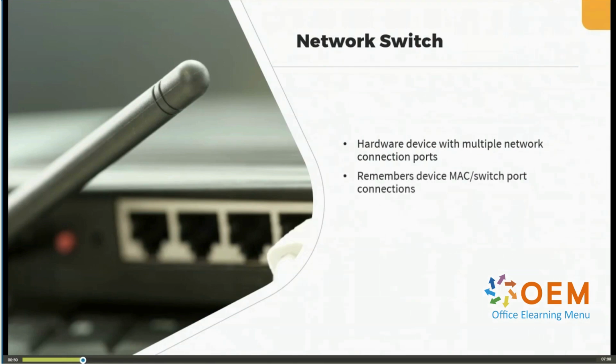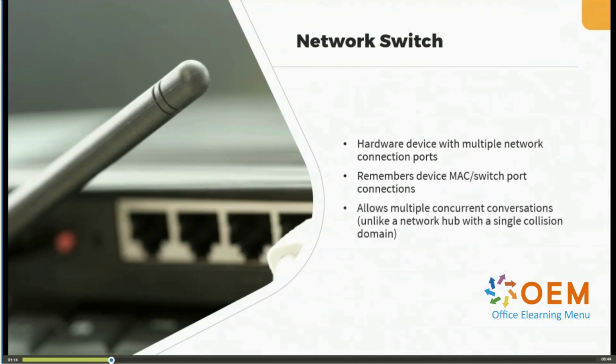But what's interesting about a network switch is that it has its own memory where it tracks the device MAC addresses plugged into specific switch ports. The reason it does this is because when there is a communication between two devices plugged into a switch, instead of flooding every port with the transmission, only the port with the correct recipient, because the MAC address is remembered, gets sent that traffic. So it allows then, as a result, multiple concurrent network conversations at the same time on the same switch. That's in comparison to a network hub.